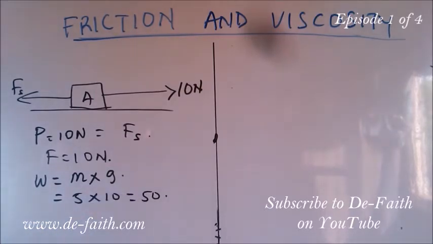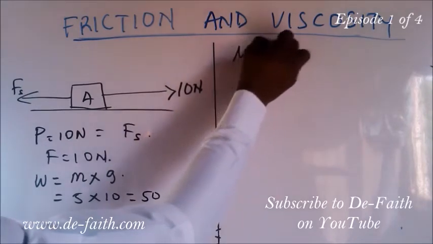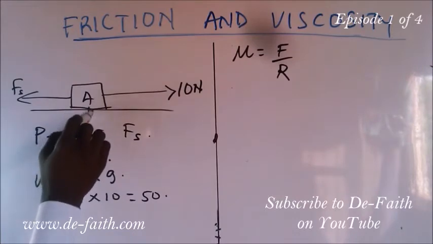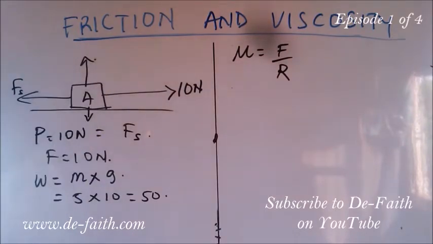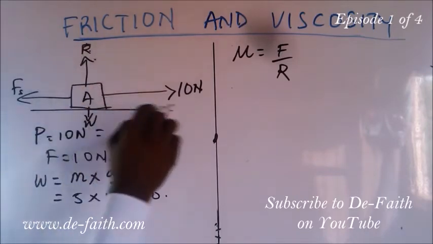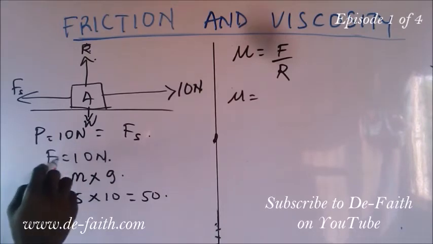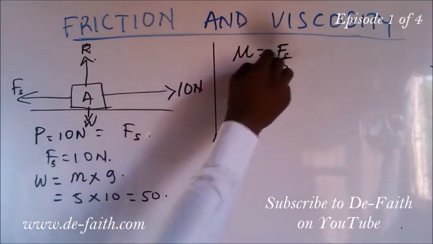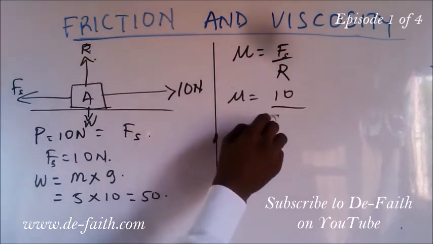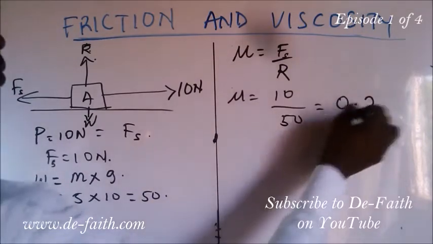We're told to find the coefficient of static friction. So in this case, we have it that coefficient of static friction equal to F over the normal reaction. So we have a weight here and we have a normal reaction here, and we have that the weight is equal to the normal reaction. And so the coefficient of static friction, where our F, that's the static frictional force, is 10, and then the normal reaction over here is 50, and so we have 0.2 as the answer.